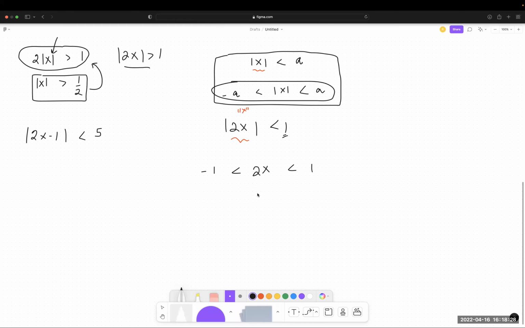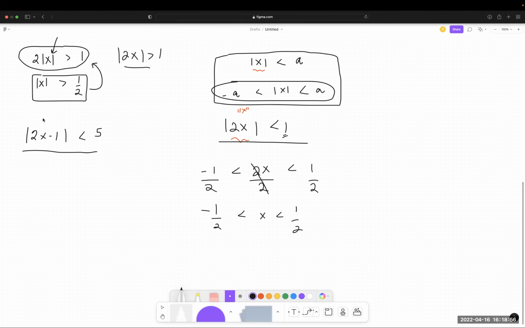So how do we do this if it's a compound inequality like this? Well, you can just divide everything by 2. So you're given this, kind of like that. So this is basically saying when your x is greater than negative 1/2 but less than 1/2, then this will be true. Let's try doing this with this one over here.